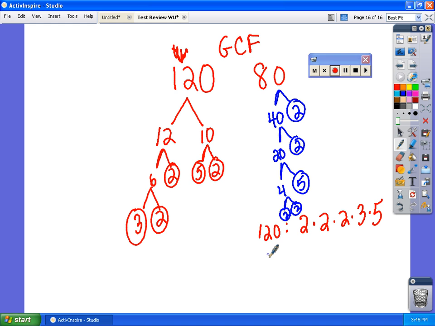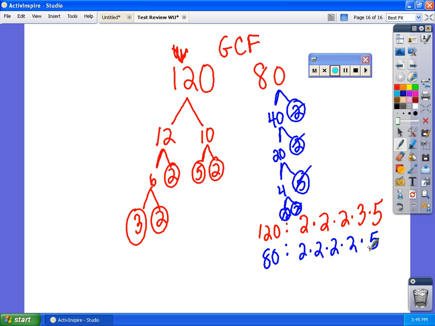So the prime factorization of 80 is, let me make sure I get all the 2's. There's 1, 2, 3, and 4 2's. So 2 times 2 times 2 times 2 times 5. And notice how sometimes I cross them out to make sure I get all of them.